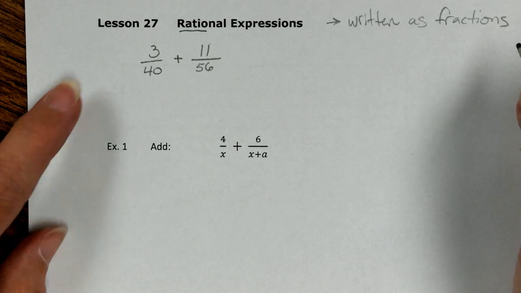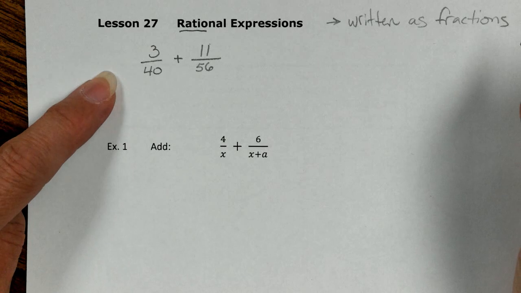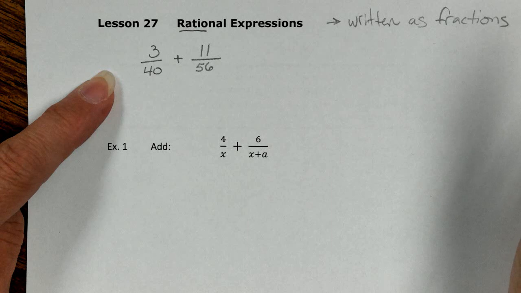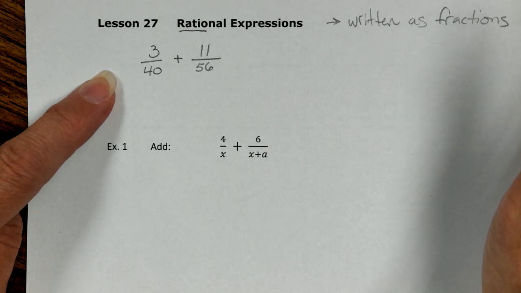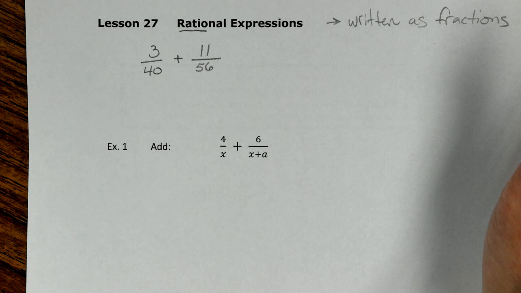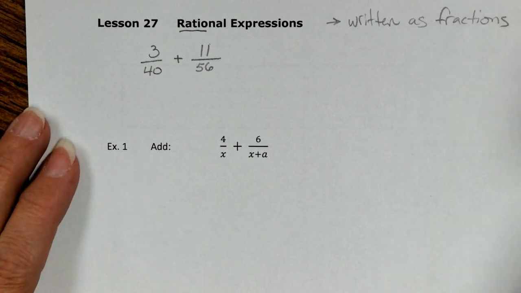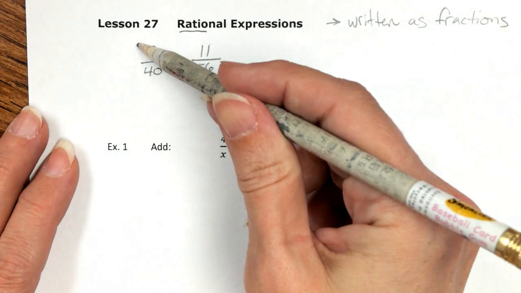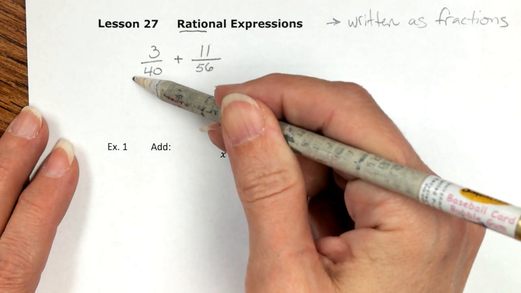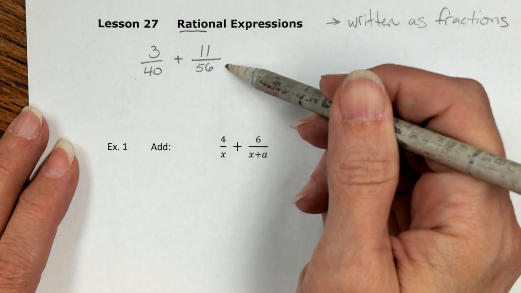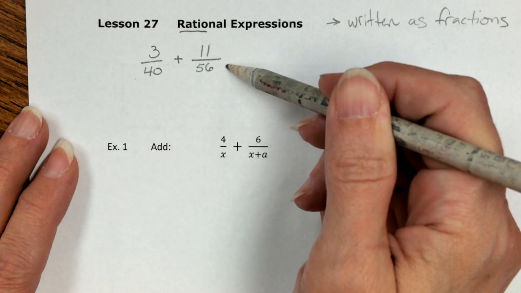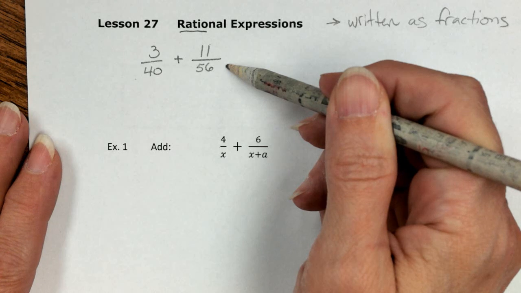I started out with this sample problem up here to remind you how we do this when the whole thing is written in digits, when there are no variables included. In order to add or subtract fractions, the denominators must be equal. It has to be equal pieces. You could take 56 over 56 times this first fraction and 40 over 40 times the second one, but you would definitely have to reduce at the end.